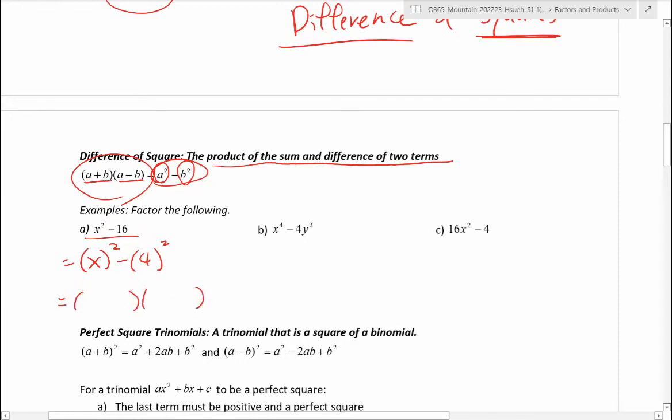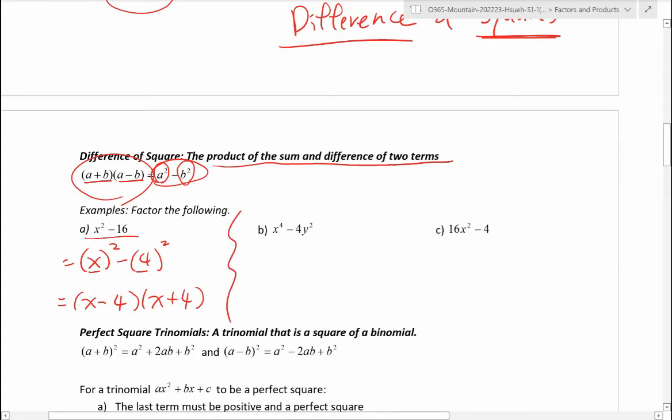Once you have this done, then this is just going to be the difference between these two terms and the sum of these two terms. So x minus 4 times x plus 4. And that's how you factor difference of squares. Okay? You just square root each term and you get the result, and those become your a and b's, and then you just go a plus b, a minus b.